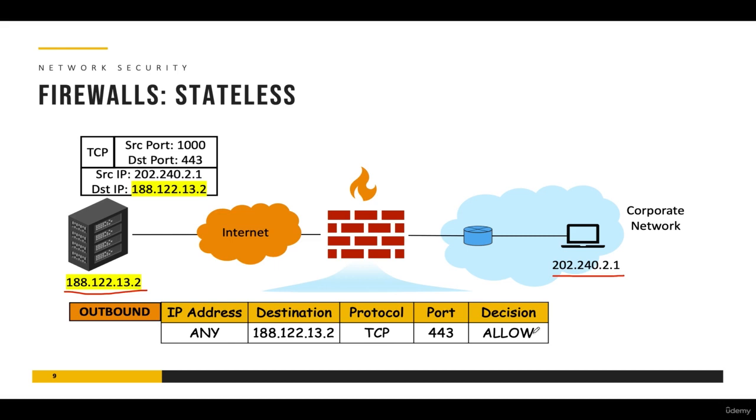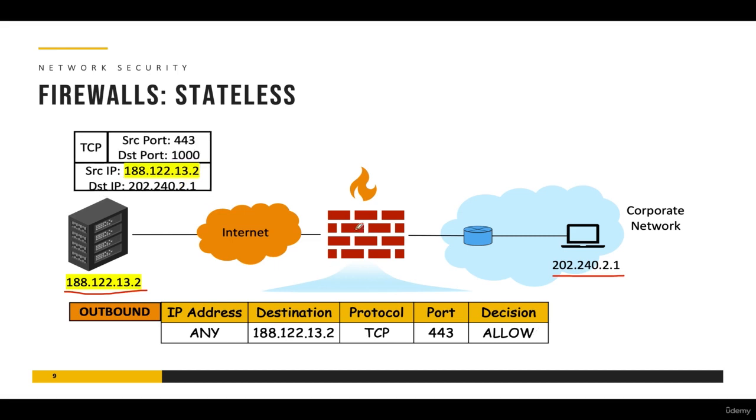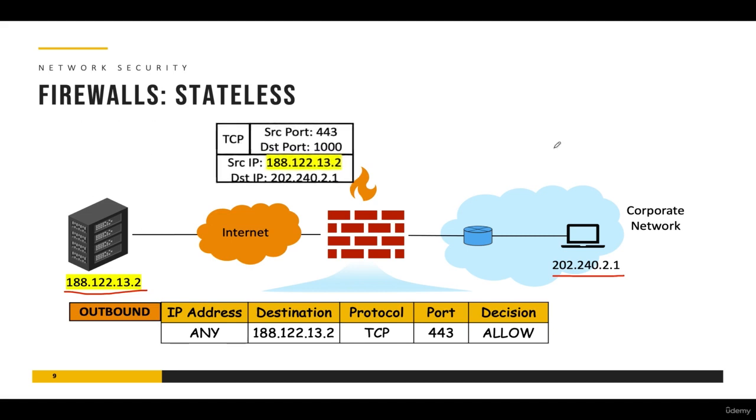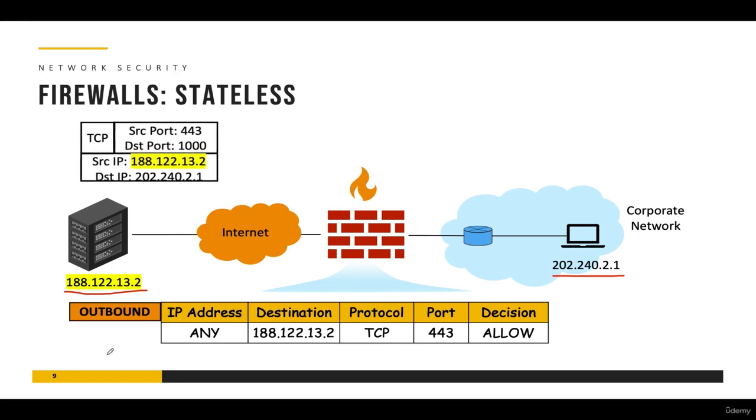So the problem comes when this server tries to send a response packet with the source IP of its own, 188.122.13.2, and with the destination 202.240.2.1. This unfortunately would be blocked at the firewall, because there is no corresponding inbound rule. Now this is the problem with stateless firewalls. You need to separately configure both outbound and inbound connections.